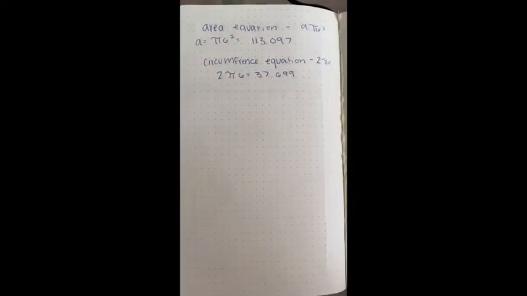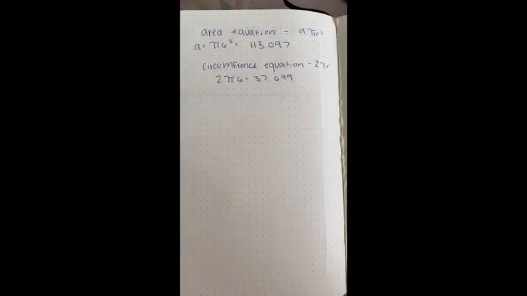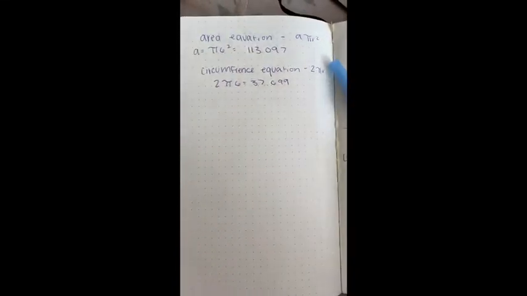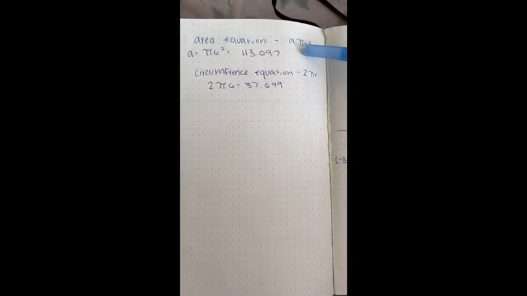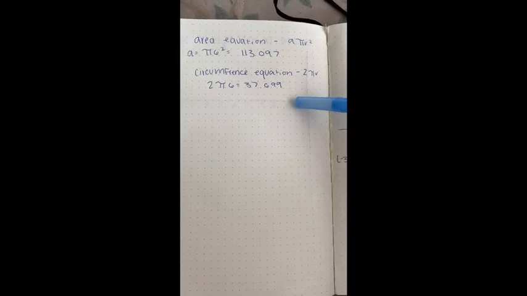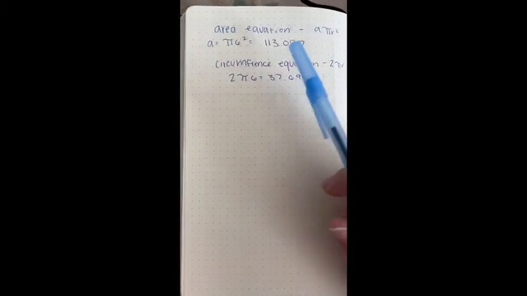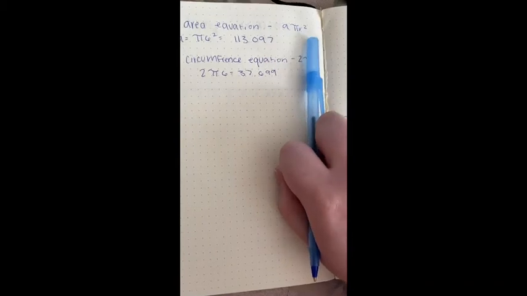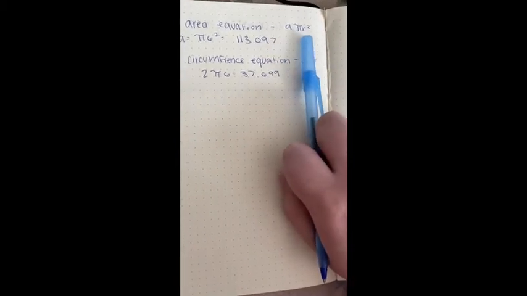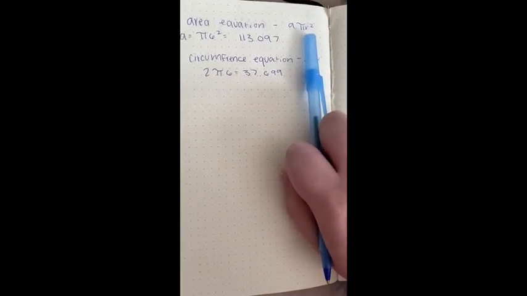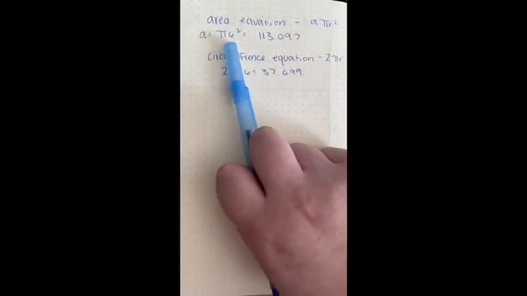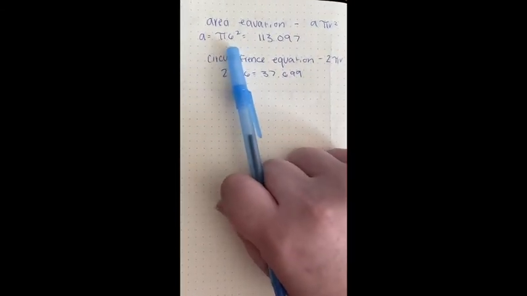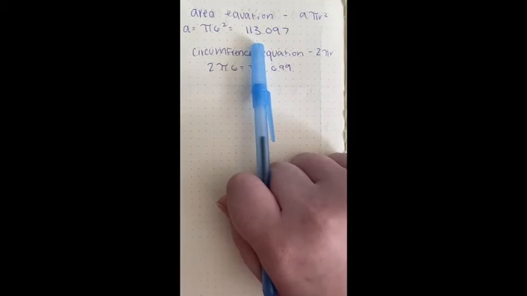And moving on to find the area of the circle and the circumference. Basically, what you do is you take the area equation and the circumference equation. So I'm going to go through this a little bit. The area equation is A equals pi r squared. So you plug in the radius for r, so it's pi times 6 squared, and then you just follow the order of operations.